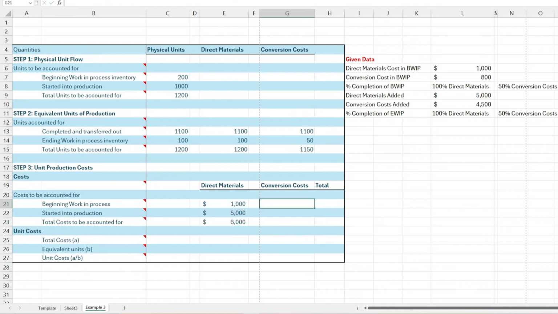And now we do the exact same thing, but for conversion. So we're going to look, where is our conversion cost for the beginning work in process? You can see it's 800 over here. Then we're going to do the same thing for started into production or added in this case. So it's right under the direct materials one. And then once again, we're just going to add these two together. And then we're going to sum direct materials and conversion.